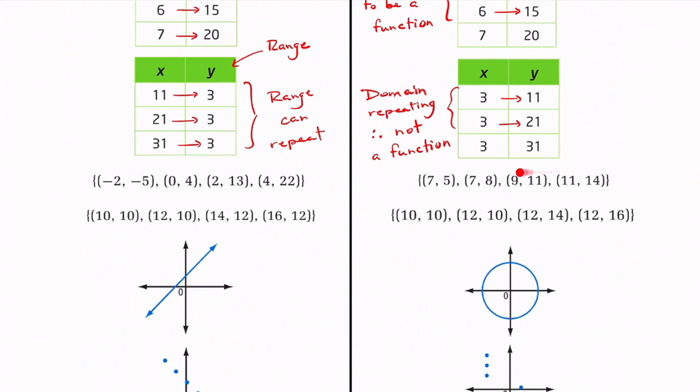If I look at this right side here though, I can see 7 gives out 5, and then 7 all of a sudden gives out 8. So we can't have that domain value repeat and get a different range. These 7s, and even on the second one, these 12s, they repeated, but gave different range values. We can't have that happen. So the domain repeated, but it gave a different range. Now we've seen it with a list of points.